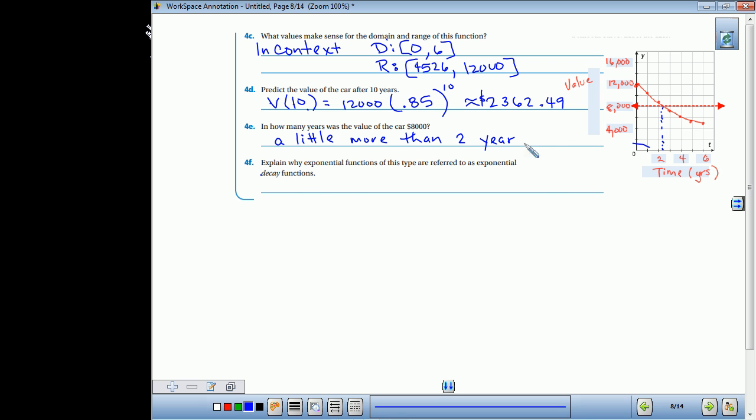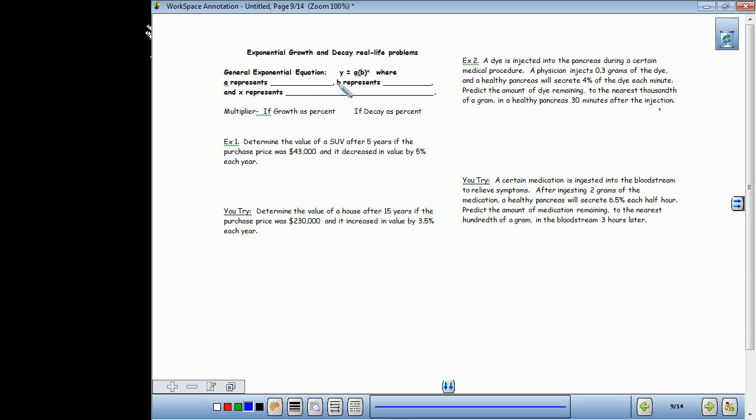Any questions about exponential decay and graphing and interpreting the graph? Good stuff. All right. Now let's take a look at some other types of problems we might see. The first one is going back to y equals a times b to the x. A represents what, guys? The initial value, the initial amount. What does b represent? Your multiplier. What are you multiplying by? And x represents the number of time periods.